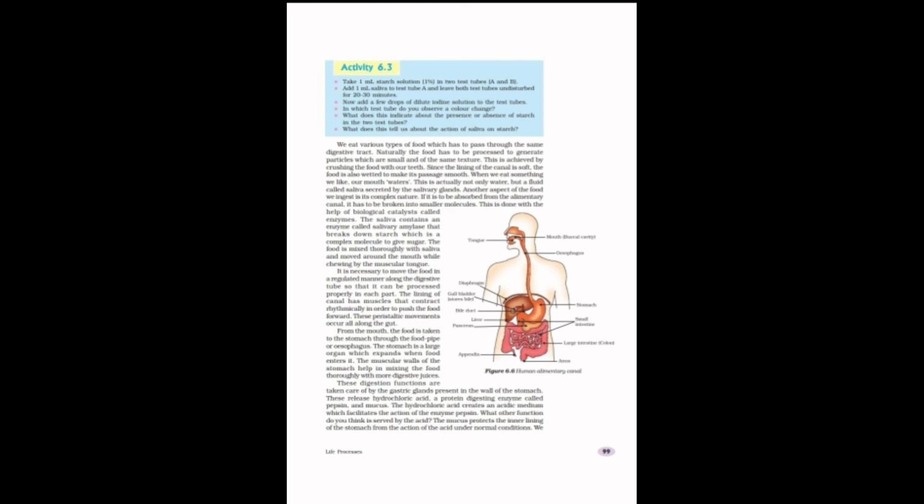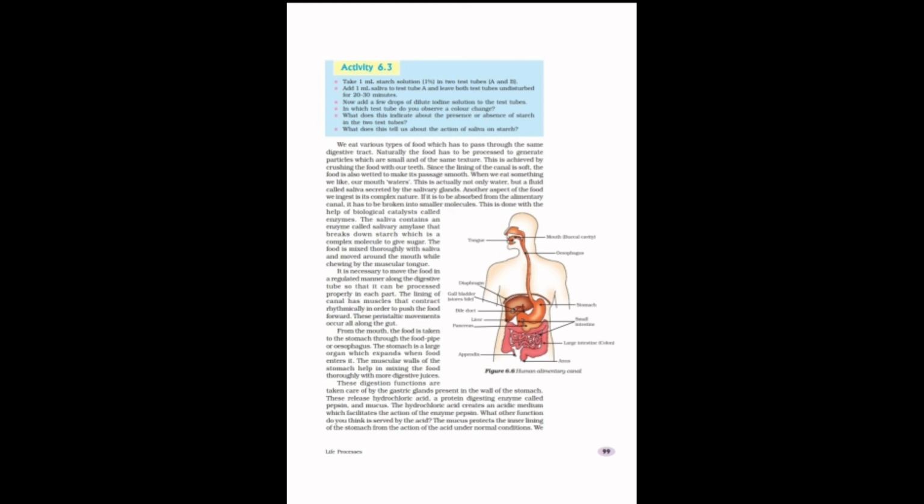We eat various types of food which have to pass through the same digestive tract. Naturally, the food has to be processed to generate particles which are smaller and of the same structure. This is achieved by crushing the food with our teeth. Since the lining of the canal is soft, the food is also wetted to make its passage smooth. When we eat something, our mouth waters. This is actually not only water but a fluid called saliva, secreted by the salivary glands.